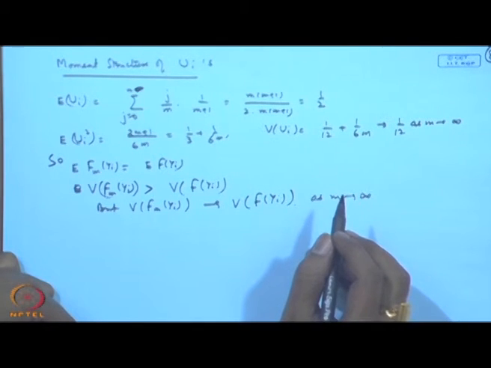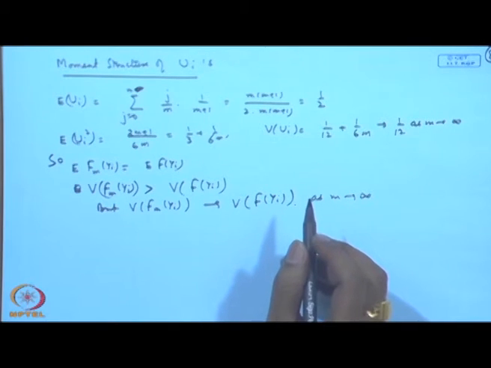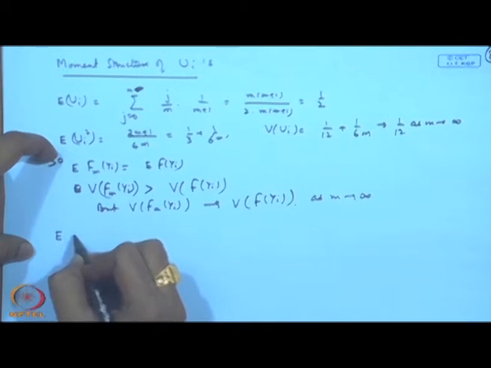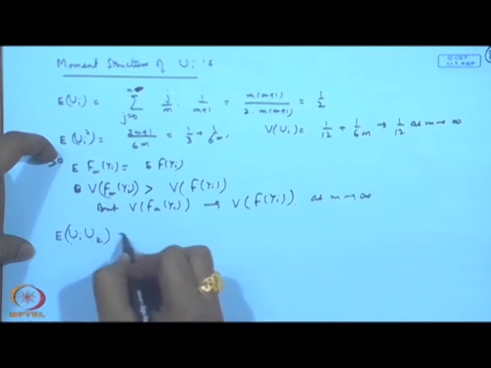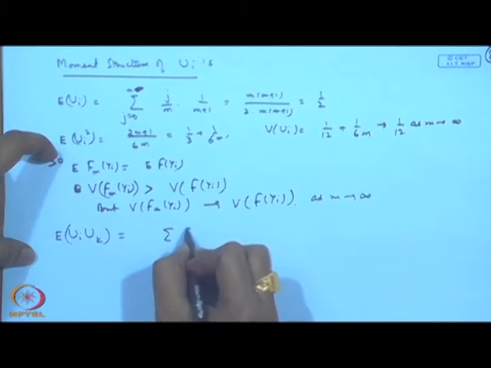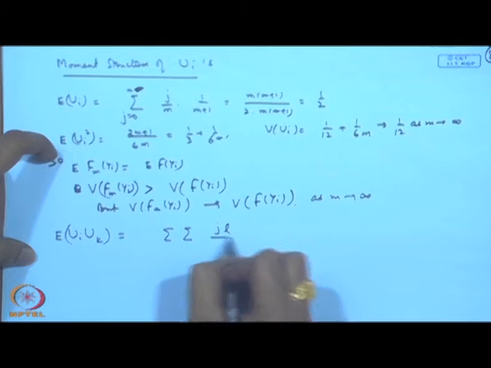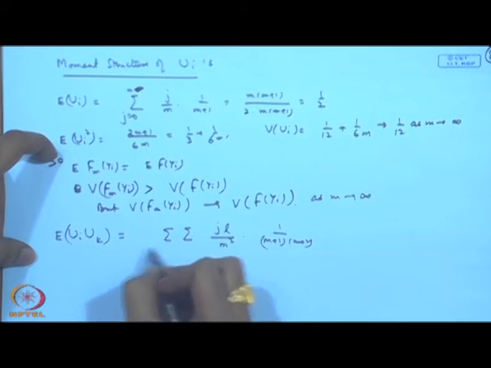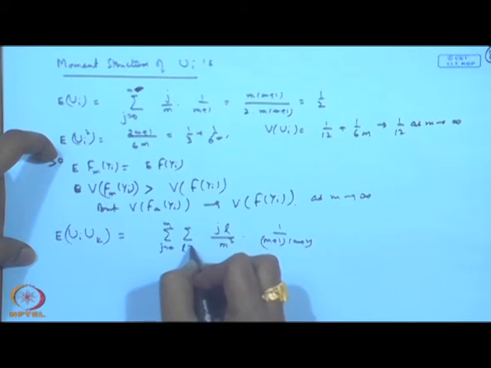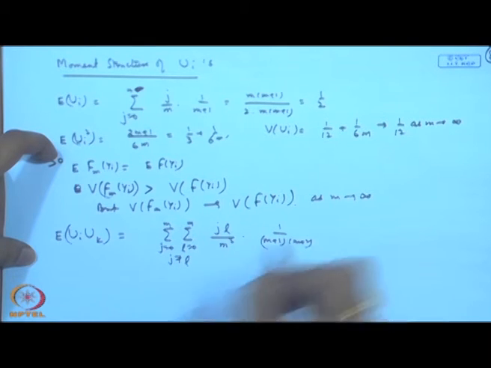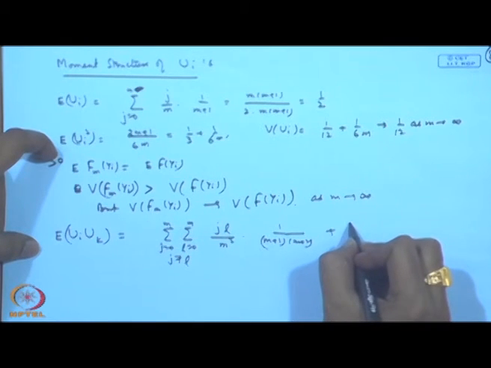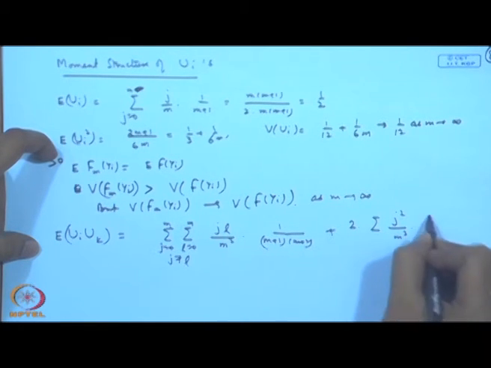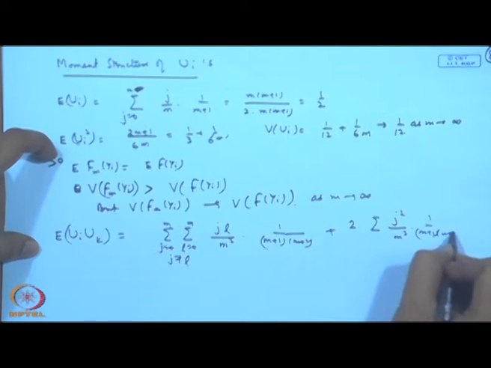We can also look at the covariance structure here. Let us look, for example, at the product moment u_i u_k. That is equal to the sum of j l by m square, times 1 by (m plus 1)(m plus 2), with j equal to 0 to m, l equal to 0 to m, where j is not equal to l. And when they are equal, it becomes 2 times sigma j square by m square, times 1 by (m plus 1)(m plus 2).